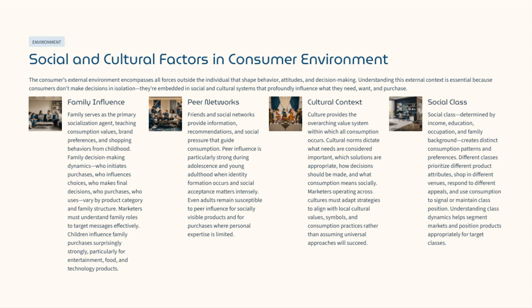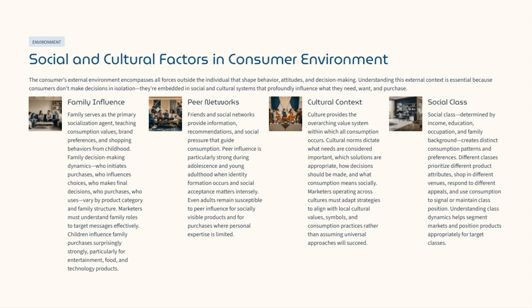Next, consider the role of peer networks. Friends and social networks are powerful. They provide information, recommendations, and social pressure that guide our choices. Peer influence is especially strong during adolescence and young adulthood, when identity formation and social acceptance are so vital. But even as adults, we're still influenced, particularly for socially visible products or purchases where we might lack personal expertise.